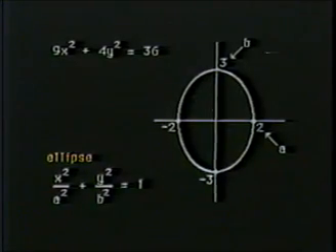A is smaller than B. So we end up with a vertical ellipse like this. That wasn't too bad. The trick is to recognize the shape of the equation and then write it in one of the standard forms.